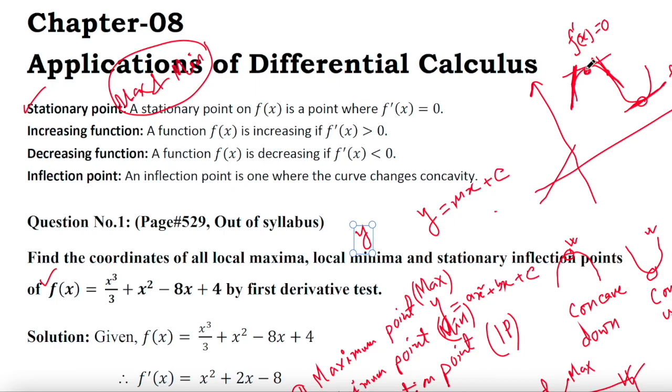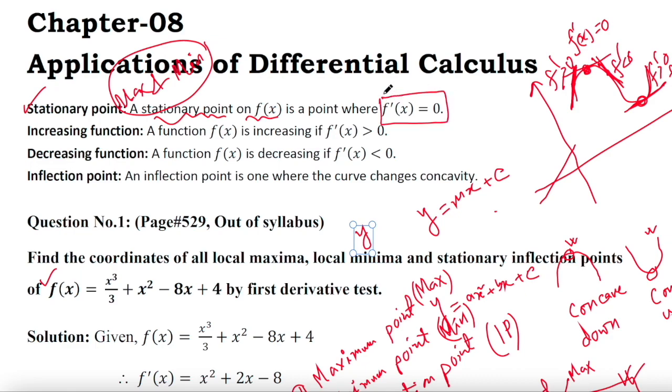So from here to this peak, first derivative is positive. From this peak to this peak, first derivative is negative since this is a decreasing line, and after that peak again first derivative is positive. So what is a stationary point? A stationary point is a point on the curve where first derivative equal to 0.